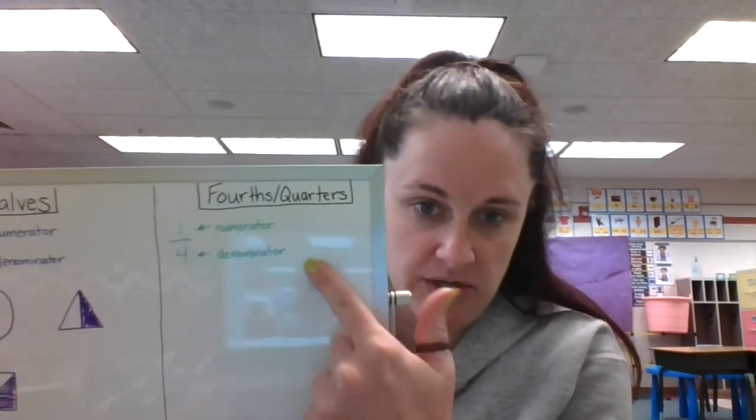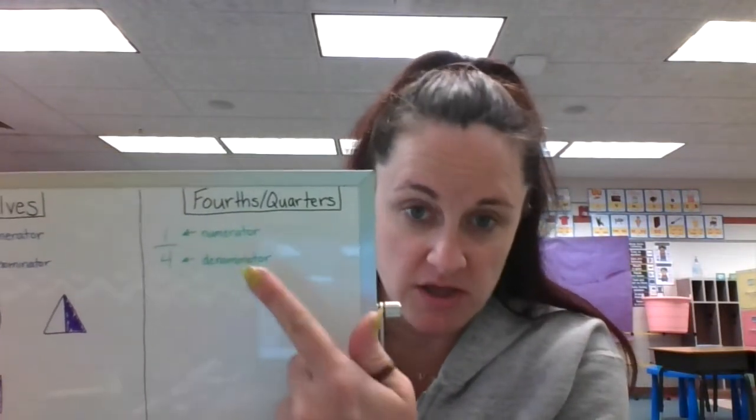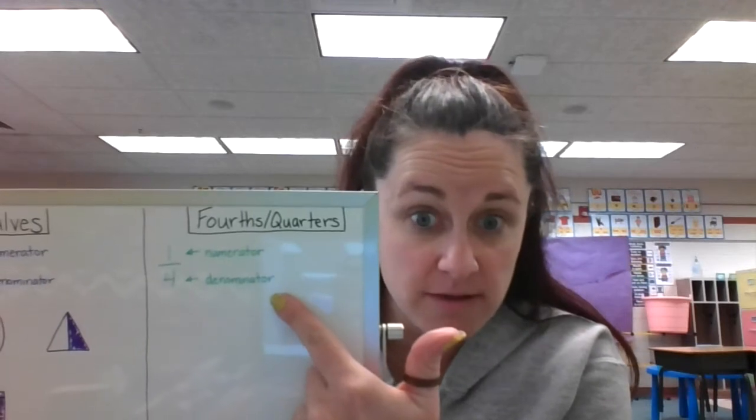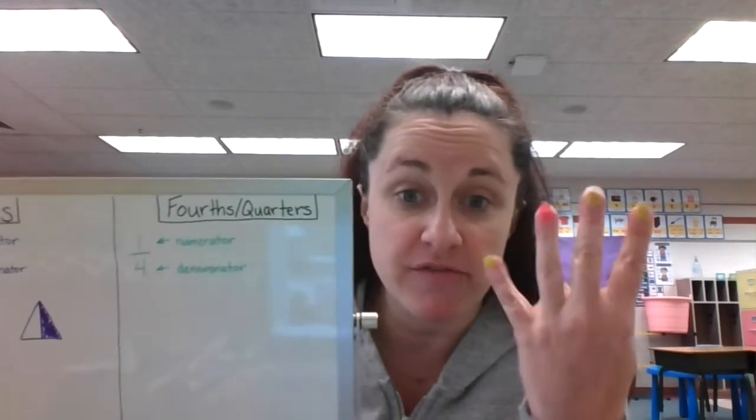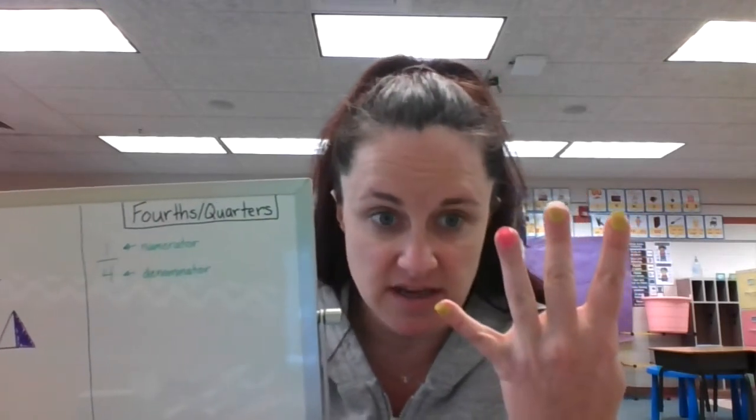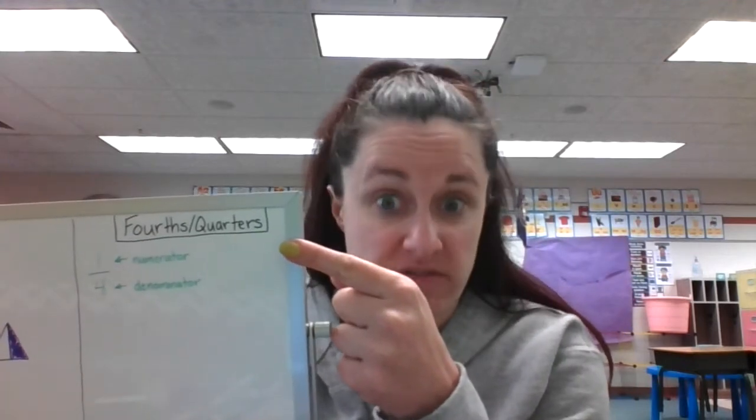So my numerator, or my top number, is still going to be 1. My bottom number is going to be 4. So because it's a fourth or a quarter, I'm looking for 4 equal pieces. And then I'm going to color in one of them in my shapes.